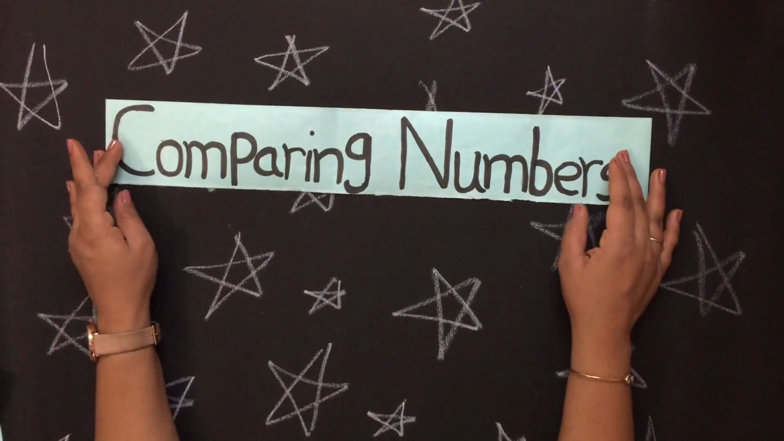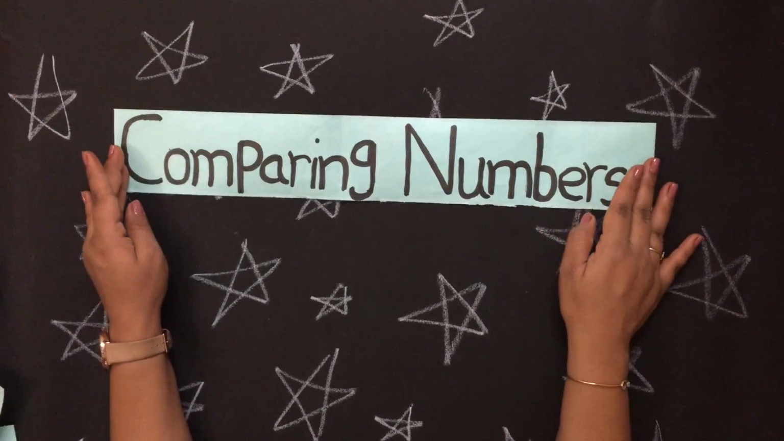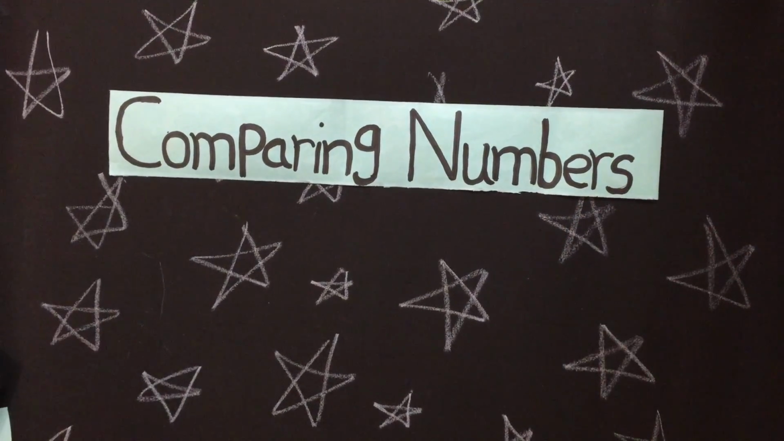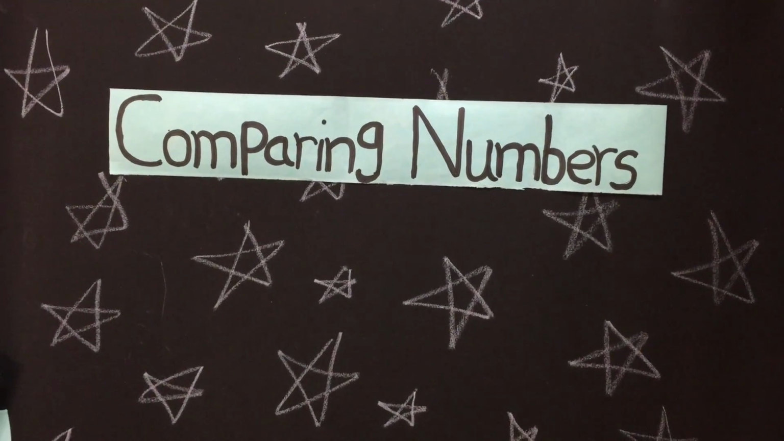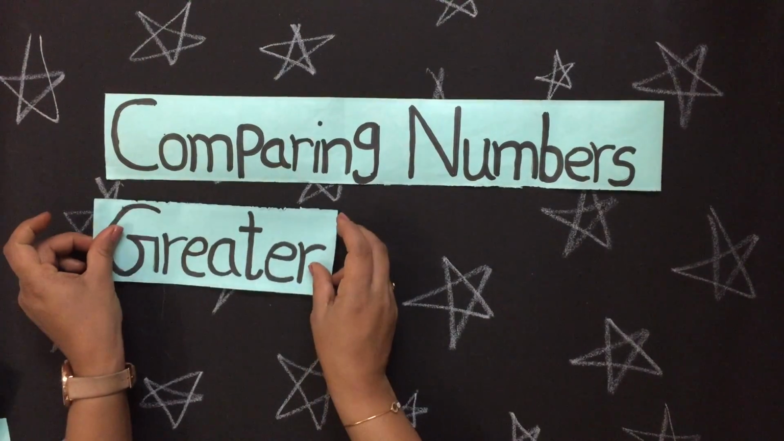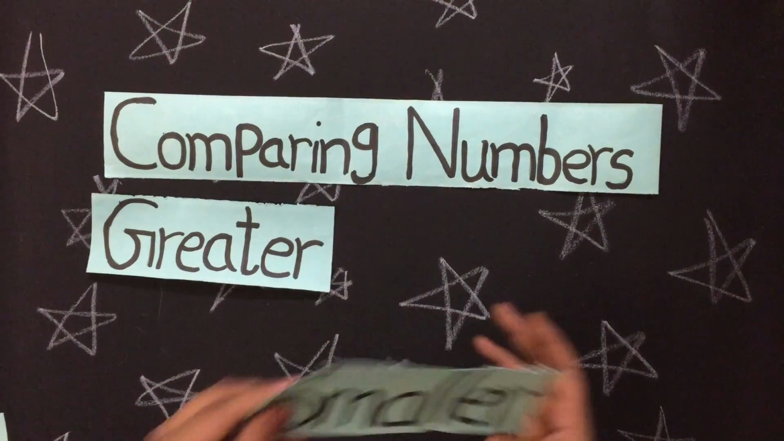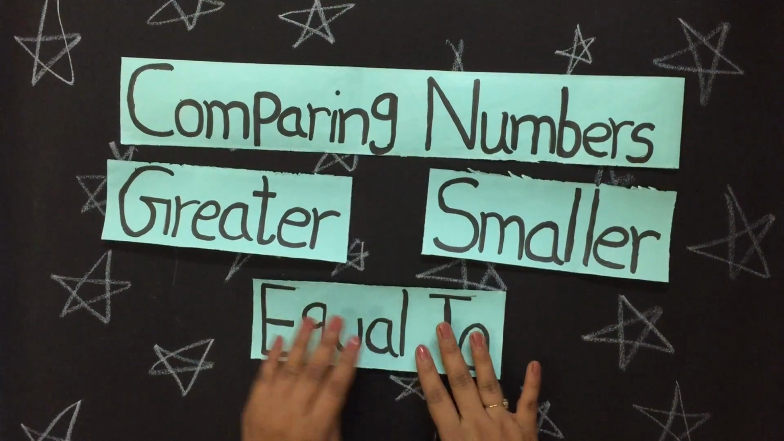Hello everyone, I'm back with one more concept and the name of the concept is comparing numbers. The learning outcome for this concept is we are going to compare numbers up to 6 digits using appropriate symbols, and they are greater than, smaller than and equal to.